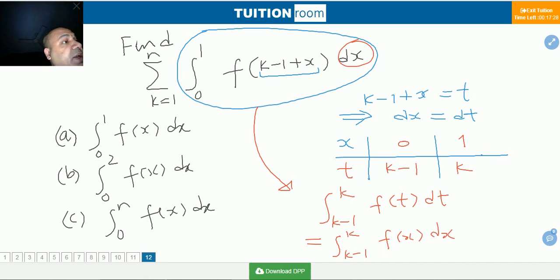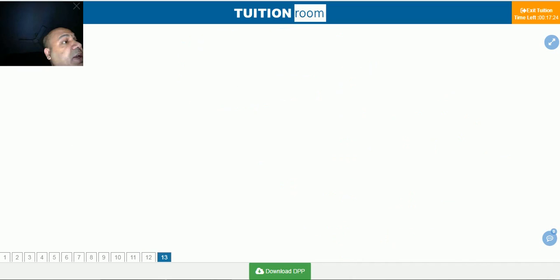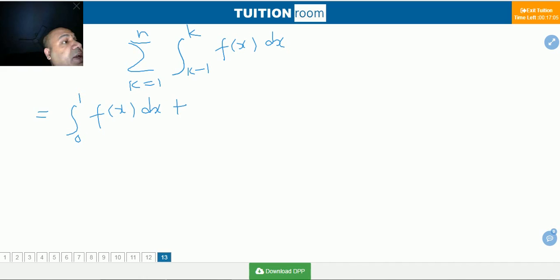Now we will apply the concept of sigma. Here we are given k equal to 1 to n of the integral from k minus 1 to k of fx dx. First we put k as 1 and get the integral from 0 to 1 of fx dx, plus, due to sigma, for k equal to 2, the integral from 1 to 2 of fx dx. Finally, we put k as n, giving the integral from n minus 1 to n of fx dx.